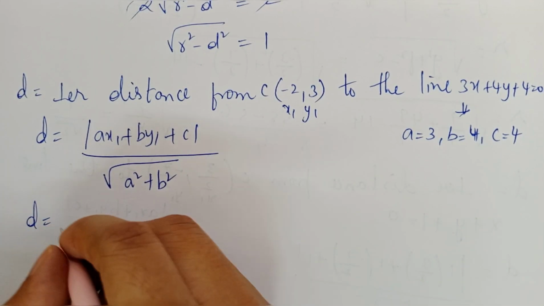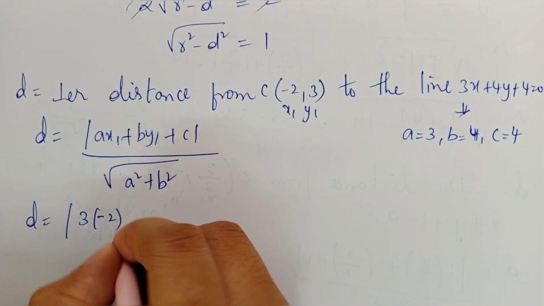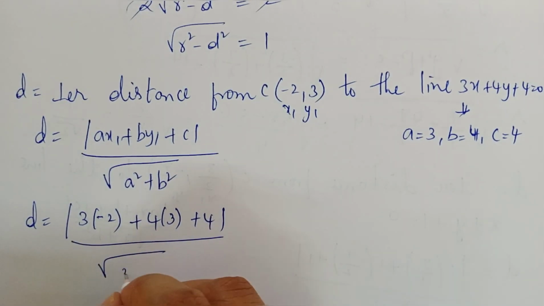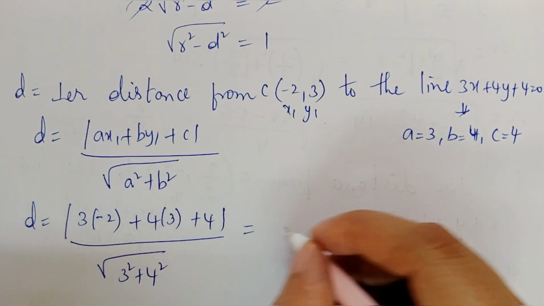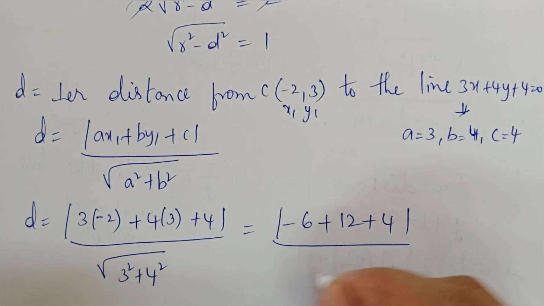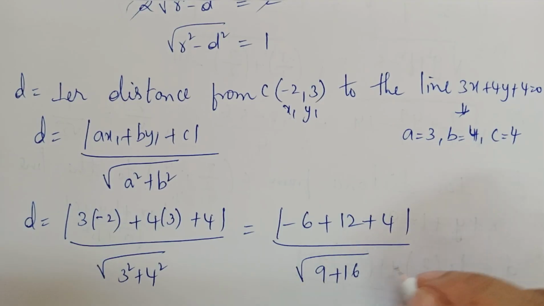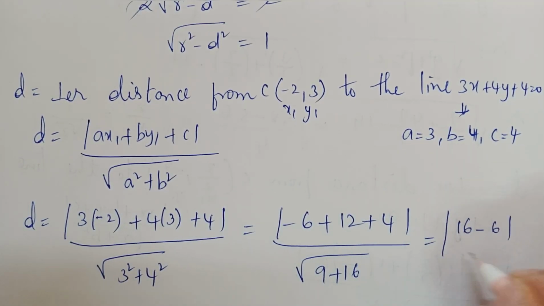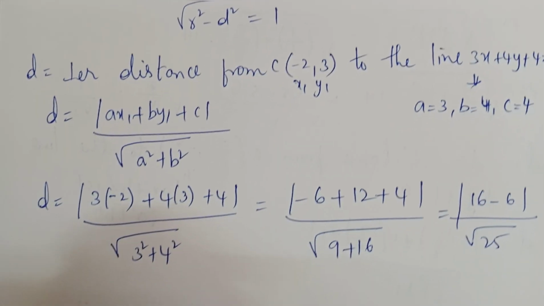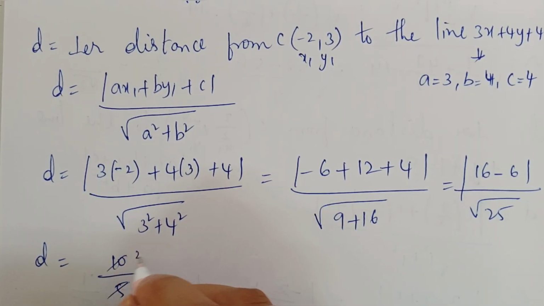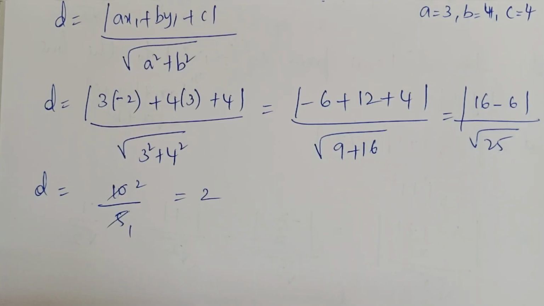So we'll get d is equal to mod 3 into minus 2 plus 4 into 3 plus 4, by root 3 square plus 4 square, which is equal to minus 6 plus 12 plus 4, by root 9 plus 16. So this is equal to 12 plus 4 is 16, minus 6, by root 25. So the value of d will be equal to 16 minus 6 is 10, by root 25 is 5. So it is 5 ones and 5 twos. So the value of d is 2.